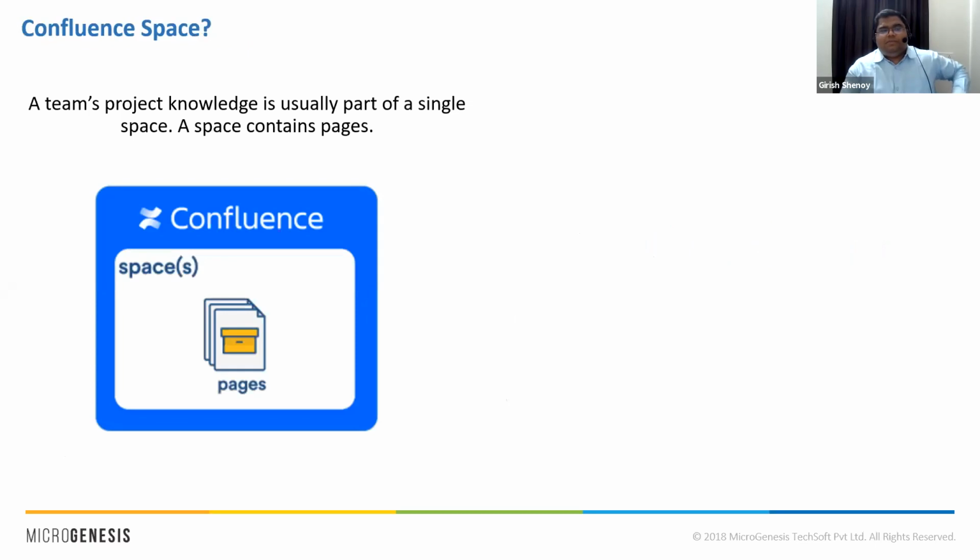Next, what is a Confluence space? As I said, it's a team's project knowledge, usually part of a single space. It's a workspace. The HR team may need their own space, and then the engineering team, or different teams within the engineering department, would require their own team space. So a collection of pages is called a space in Confluence.